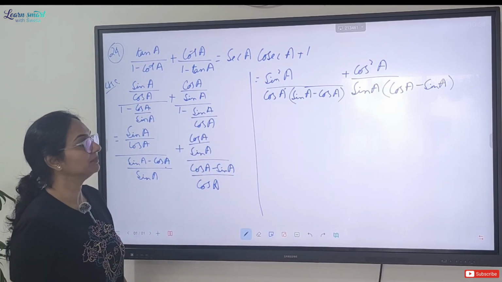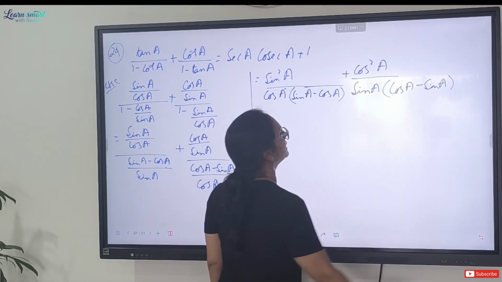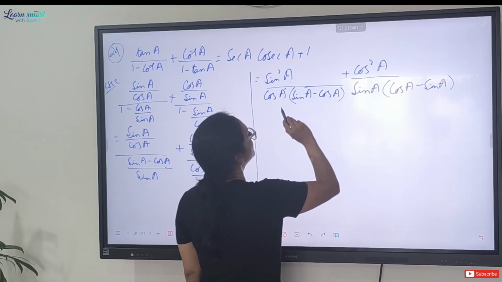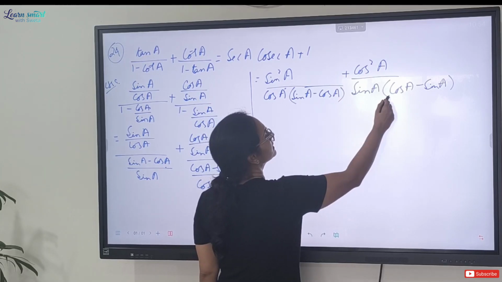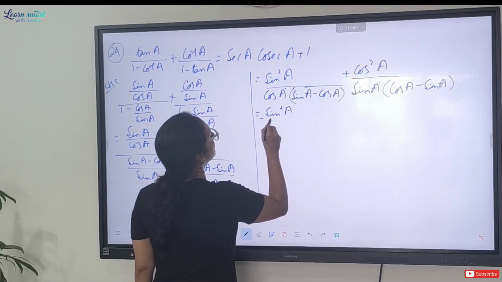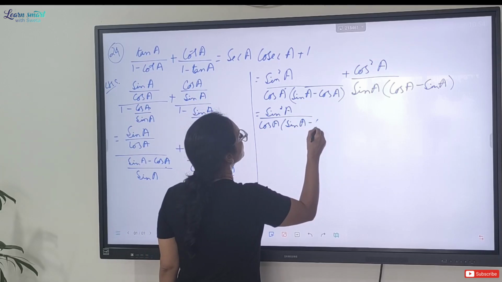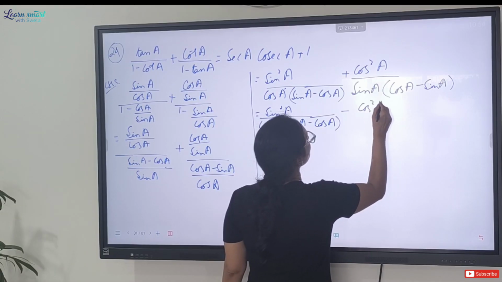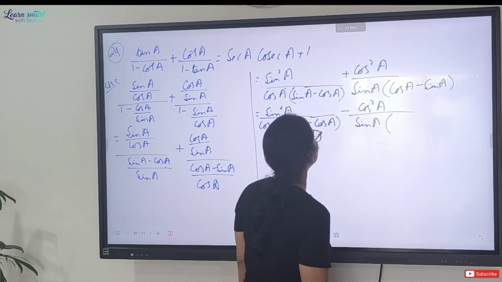Now, we will take LCM, but if you look nicely, you will see that here we have sin A minus cos A, and here we have cos A minus sin A, and we want to take LCM. So we want this also to be sin A minus cos A. The rule is that we change this sign and this becomes sin A minus cos A, and we can write it like this: sin square A by cos A into sin A minus cos A and minus cos square A by sin A into sin A minus cos A now.